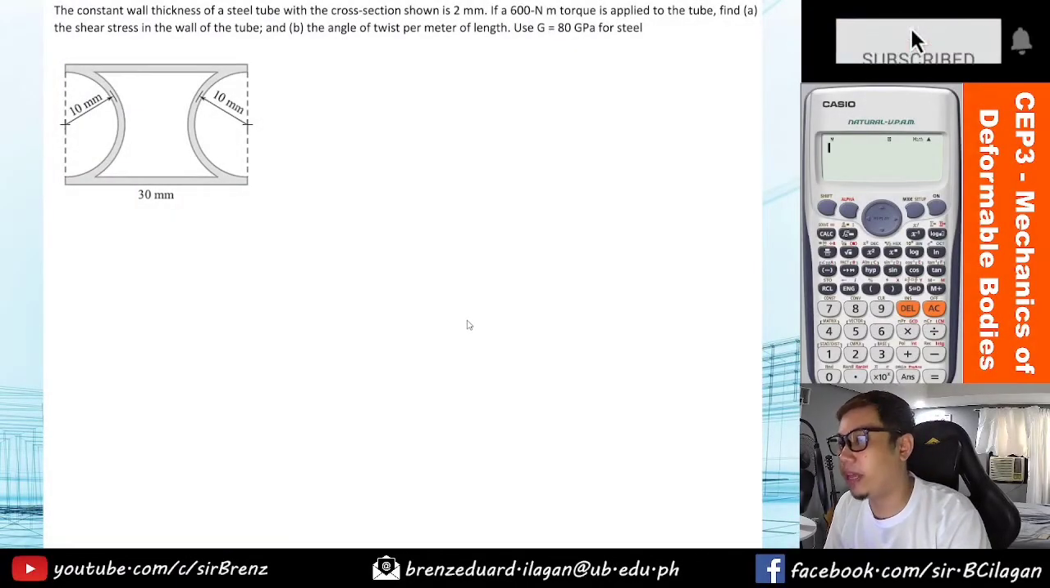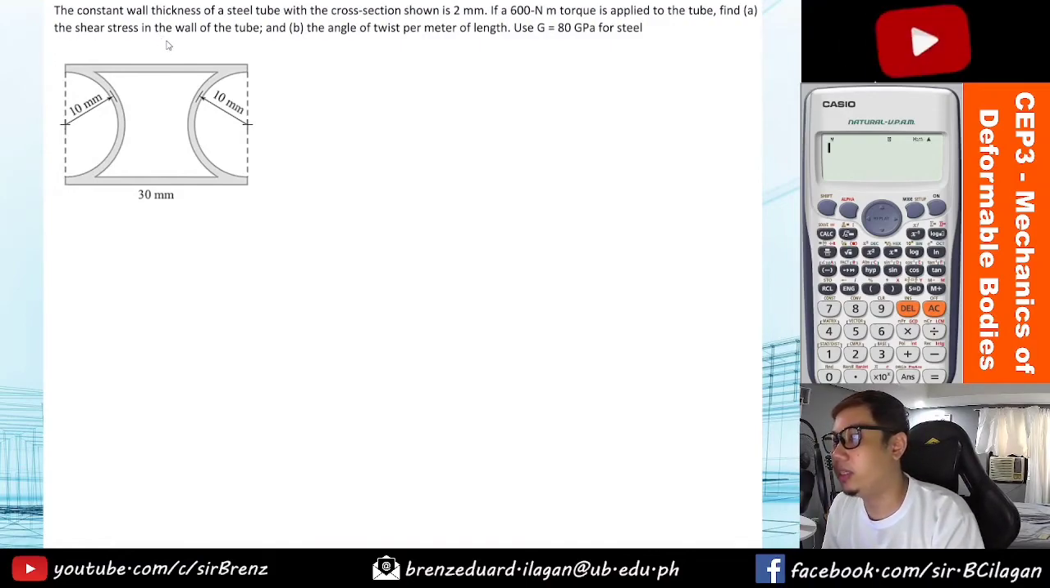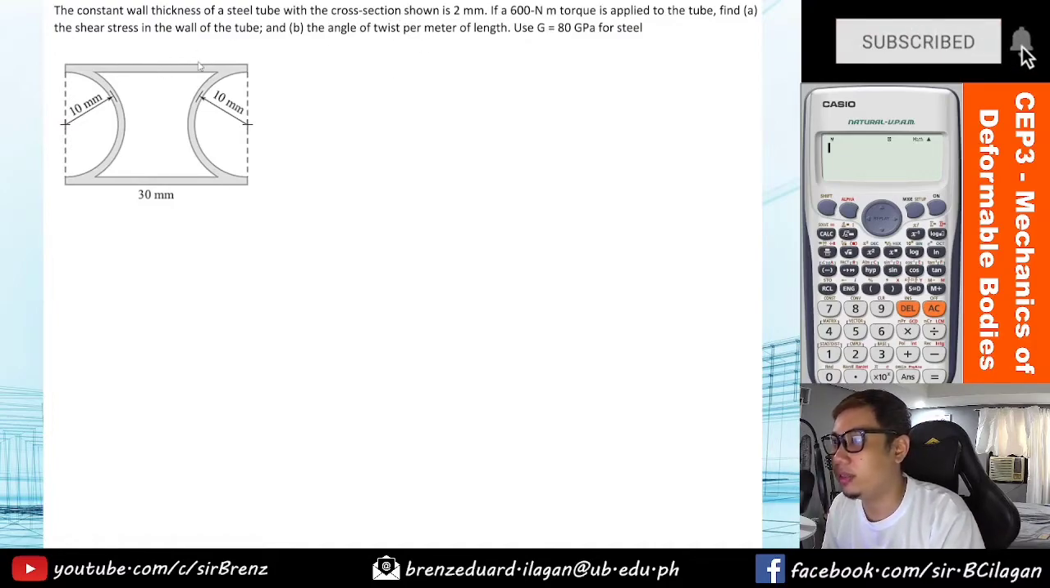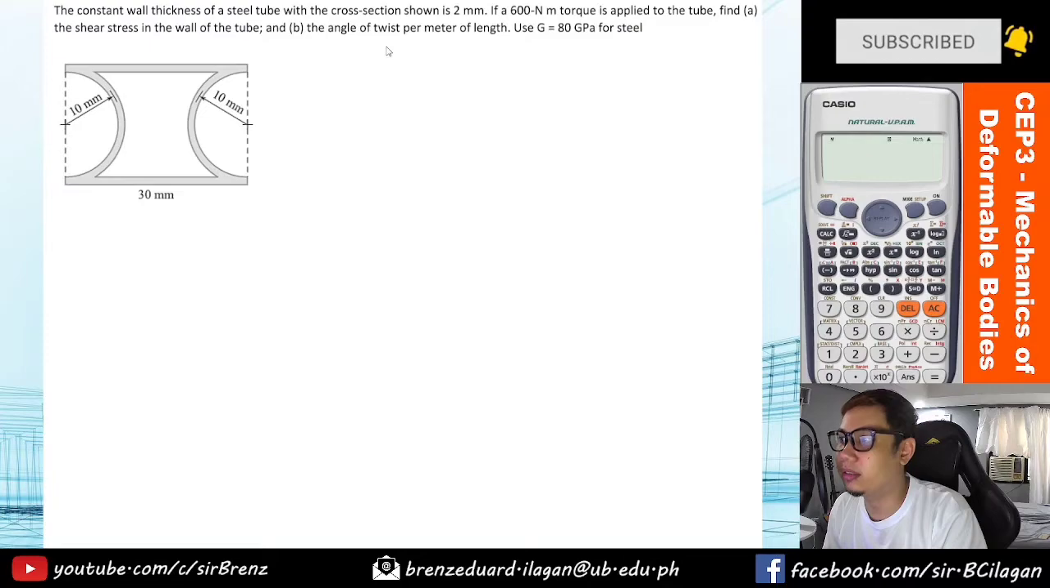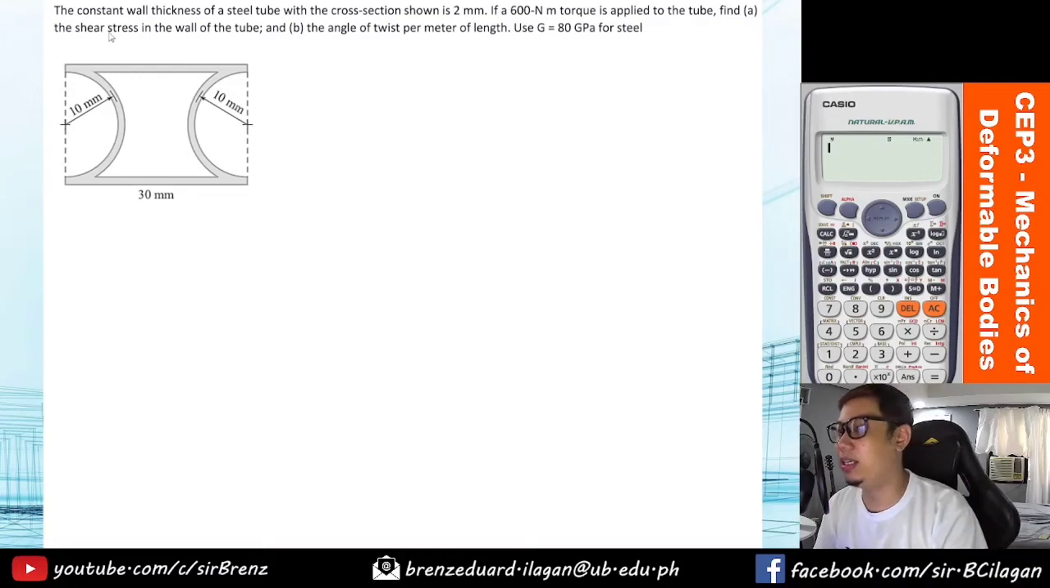Okay, so first problem tayo para sa mga additional problems for Module 3 or under the topic of torsion. So again, before that, let's read first the problem. The constant wall thickness of a steel tube with a cross-section shown is 2 mm. If a 600 Newton meter torque is applied to the tube, find A, the shear stress in the wall of the tube, and letter B, the angle of twist per meter of length. Use modulus of rigidity as 80 gigapascal for steel.